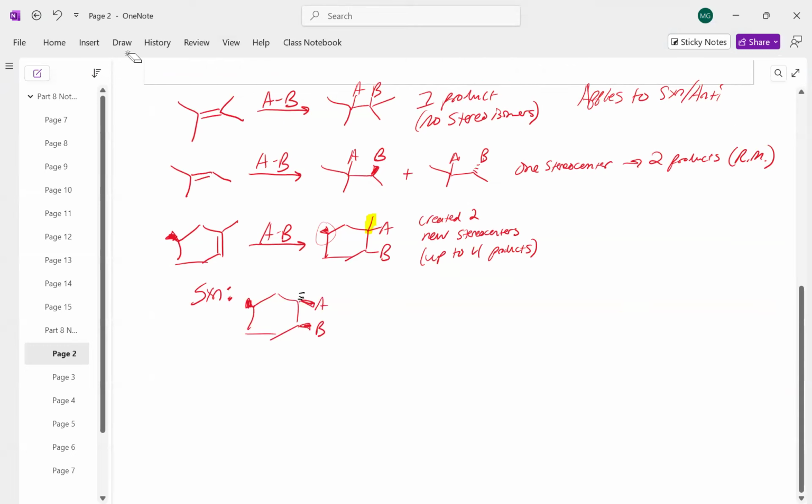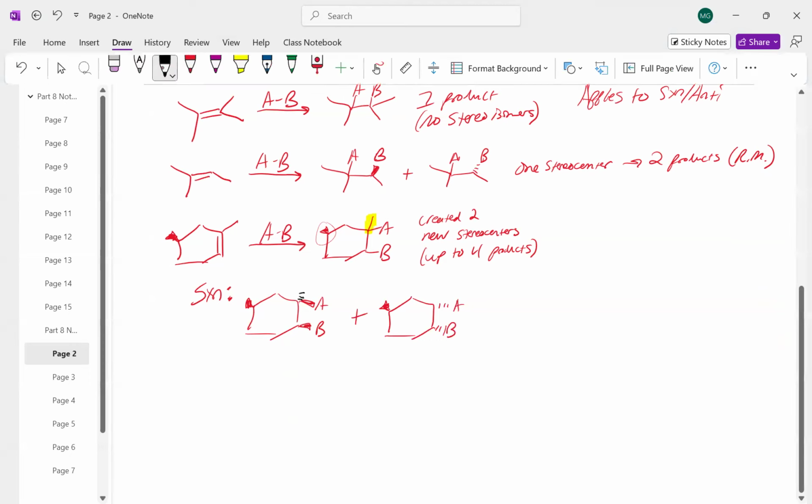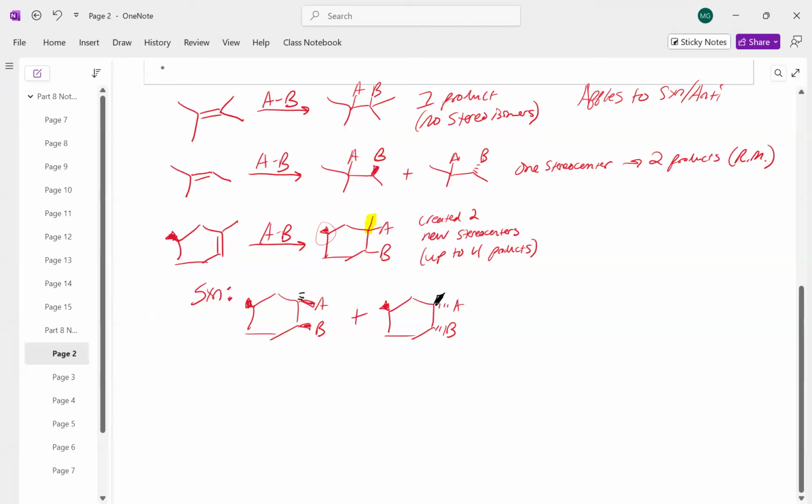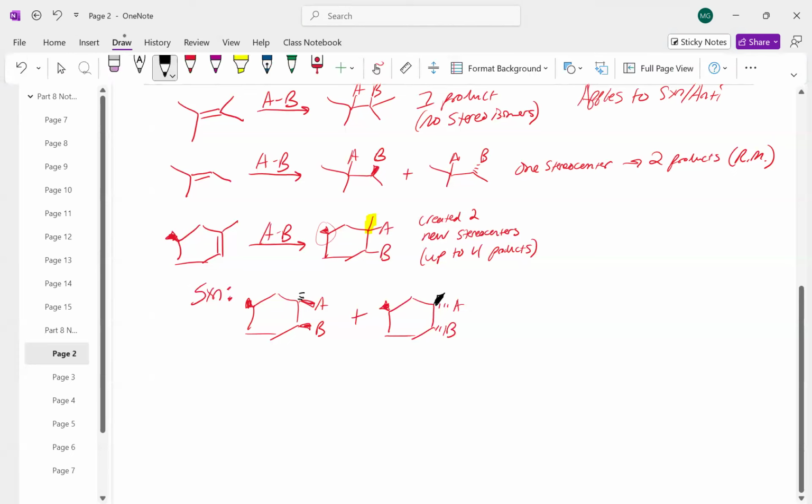And that's, again, if the two groups add from the top, it was just as likely that the two groups added from the bottom. In that case, if A is on the bottom there, this methyl group would have gotten pushed up and it'll have that stereochemistry.